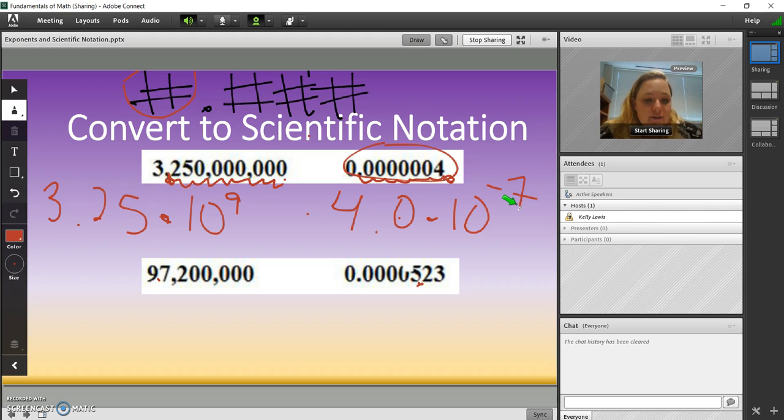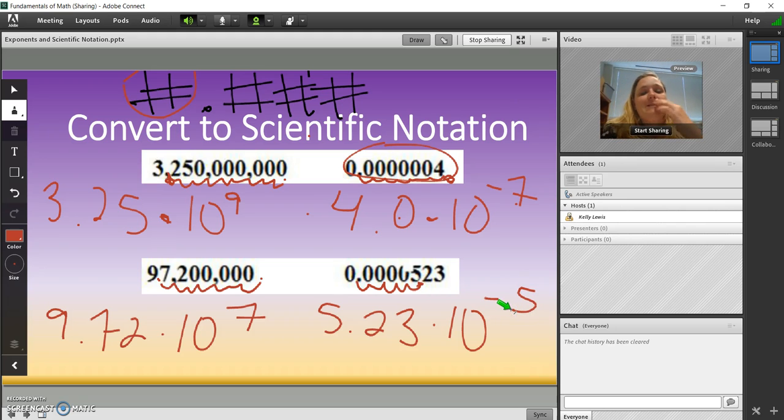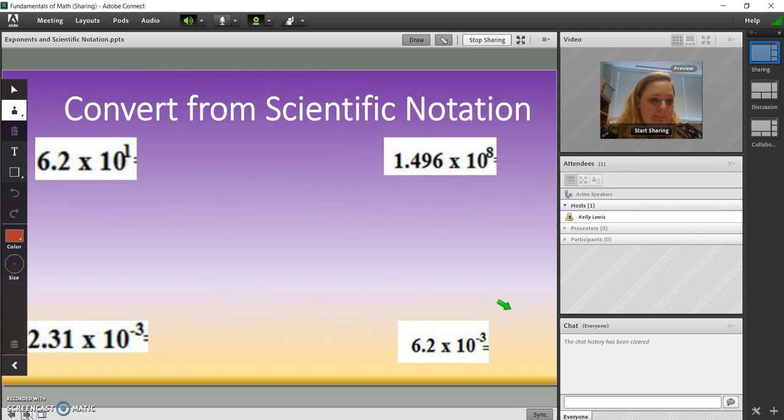Sorry. All right, let's do this one. Our decimal point is here. We're going to count 1, 2, 3, 4, 5, 6, 7. So we're going to do 9.72 times 10 to the 7th. And then here we have 5.23 times 10 to something. So 1, 2, 3, 4, 5. Negative 5, because when it's a super small decimal, it's a negative exponent. Big number, positive exponent.